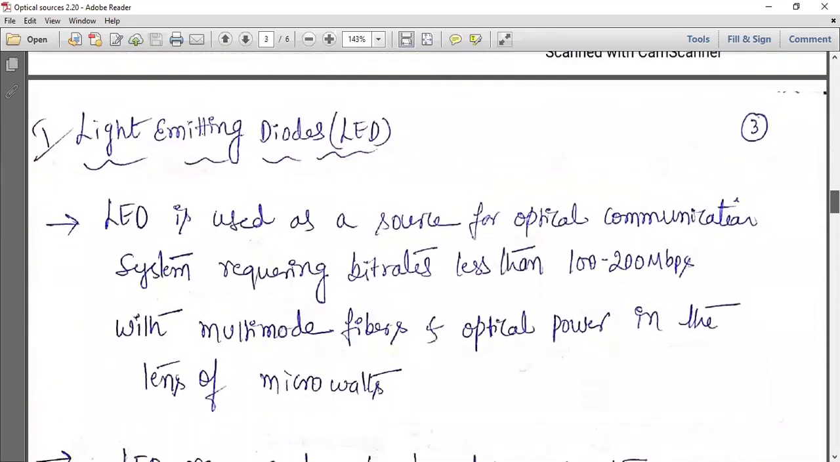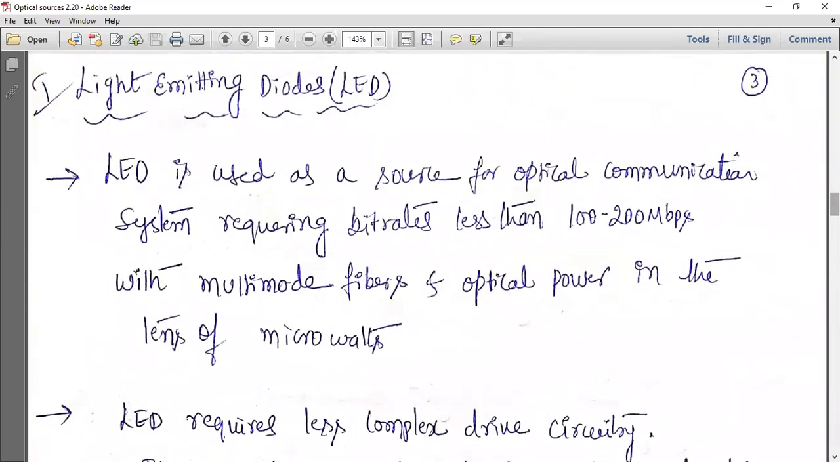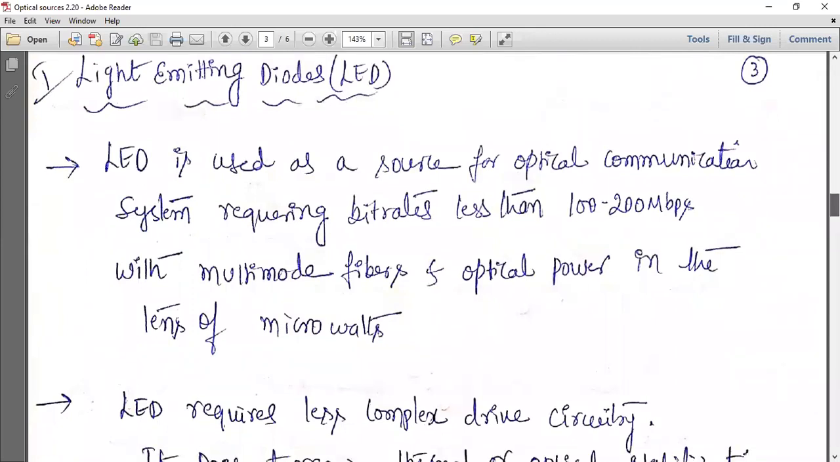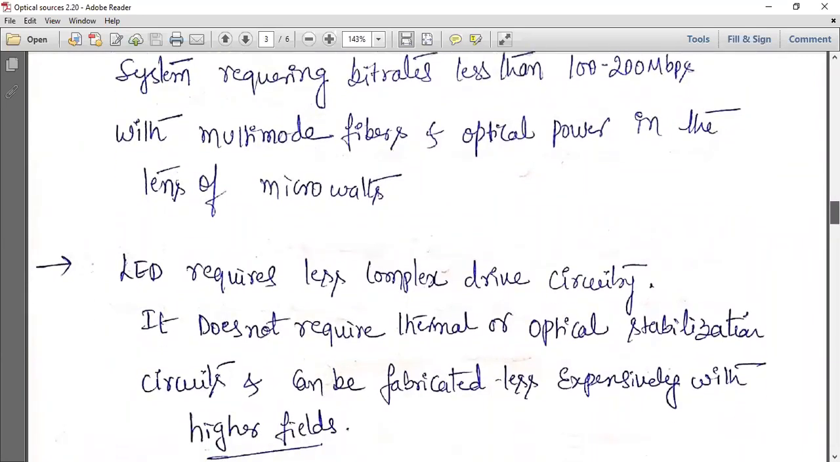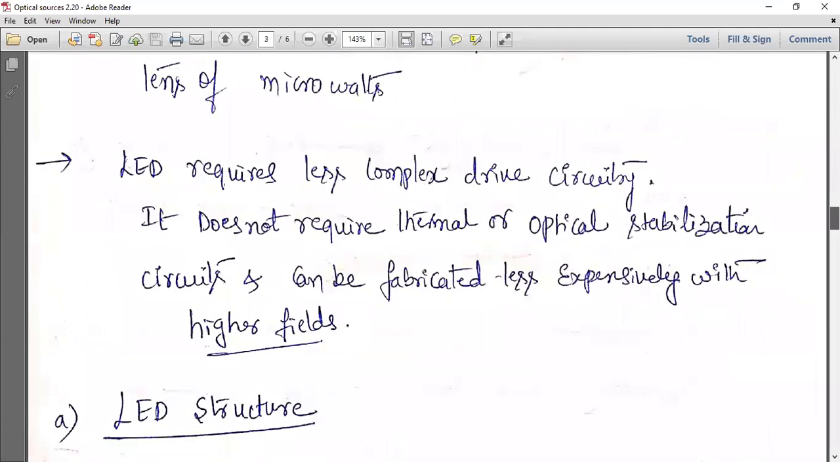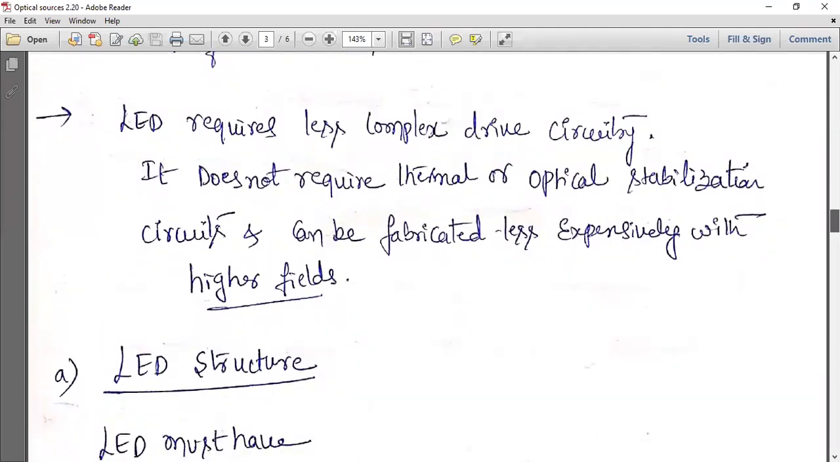Okay, so next, an important thing is your LED, light emitting diodes. We'll go through it. LED is a source for optical communication systems requiring bit rates less than 100 to 200 Mbps. So it generates bit rates of 100 to 200 Mbps with multimode fibers. LED requires less complex drive circuitry.